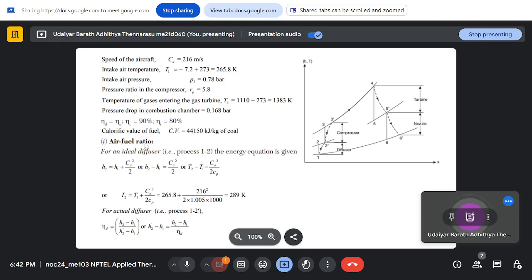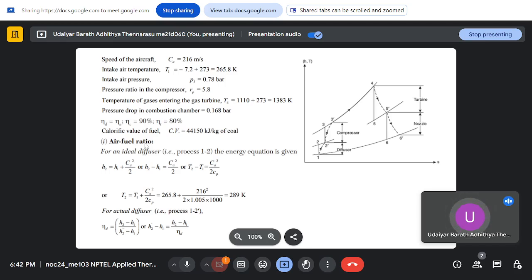First we need to find out the air fuel ratio. We assume that it's an ideal diffuser, and we apply the steady flow energy equation across the diffuser. In the diffuser there is no heat transfer and no work transfer. Whatever inlet is coming is going out, nothing is getting stored, so the control volume energy change is also 0. It's a steady process.